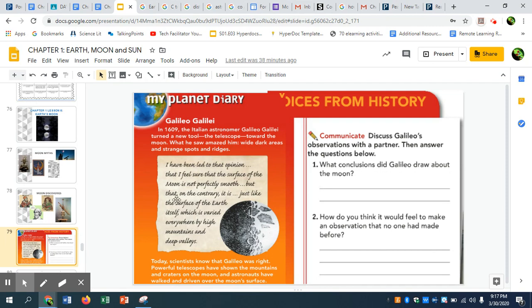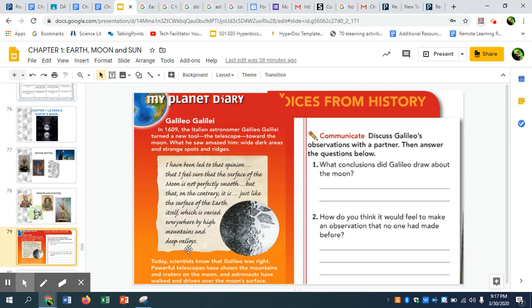So this is exactly what he wrote. This is from his writings in his journals. He said, "I have been led to that opinion that I feel sure that the surface of the moon is not perfectly smooth, but that on the contrary, it is, just like the surface of the earth, varied everywhere by high mountains and deep valleys."